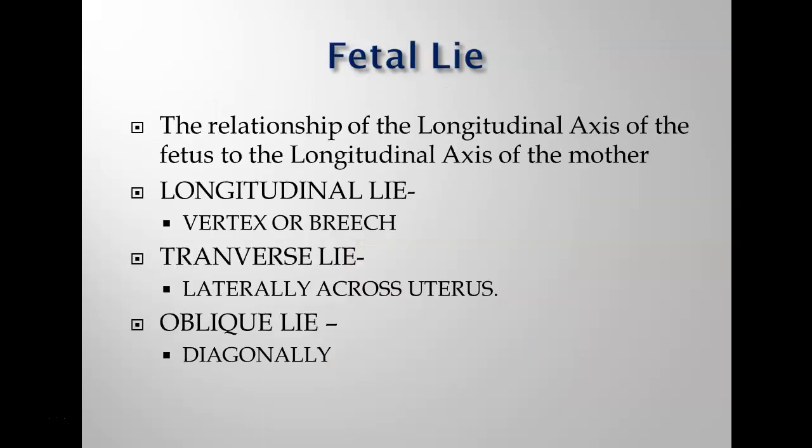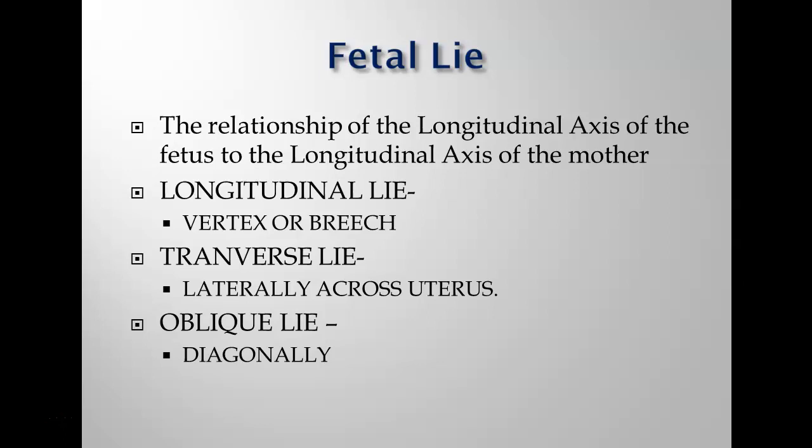When we talk about a fetal lie, we're talking about the relationship of the longitudinal axis of the fetus to the longitudinal axis of the mother. So the longitudinal lie would be when a baby is lying up and down, so like vertical. They can be head down, and that would be vertex, or they could be head up, which would be feet or buttocks down, which would be breech. That's a longitudinal lie, the up and down.